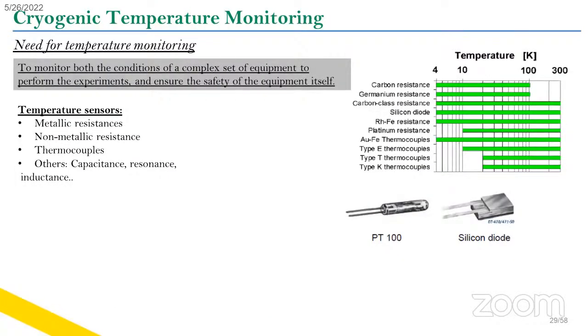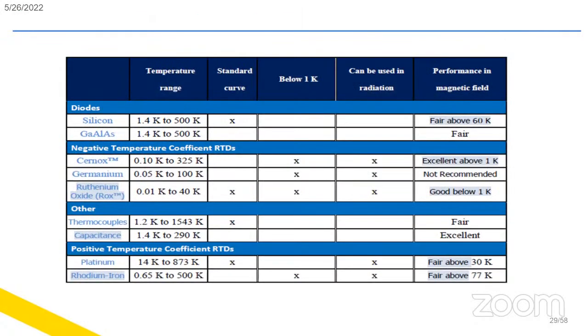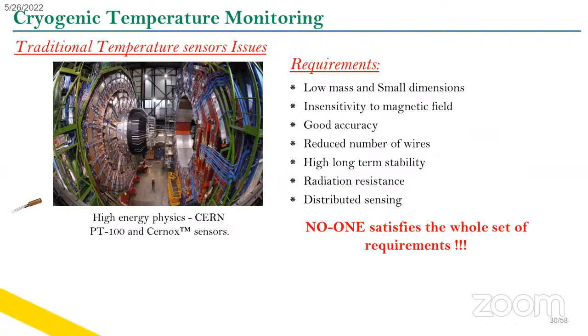Here, the need for temperature monitoring. Here you can see the existing traditional temperature sensors, like metallic resistance sensors, non-metallic resistance sensors, and thermocouples. These are some traditional temperature sensors available for monitoring cryogenic temperature. Silicon sensors work around 60 Kelvin and below that down to 1 Kelvin, but there are drawbacks, like whether they can be used in radiation or perform in the presence of a magnetic field.